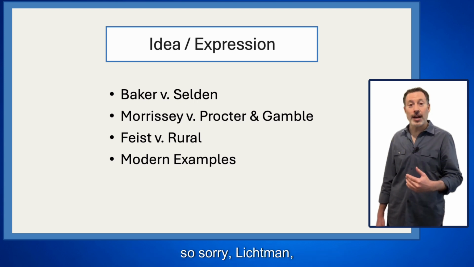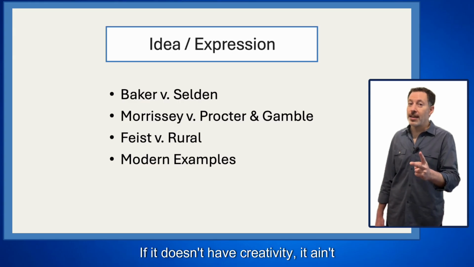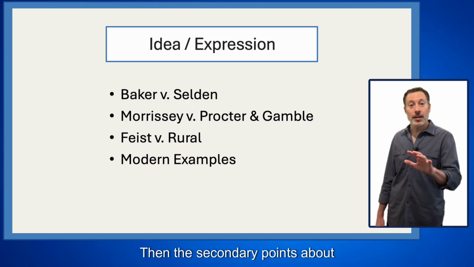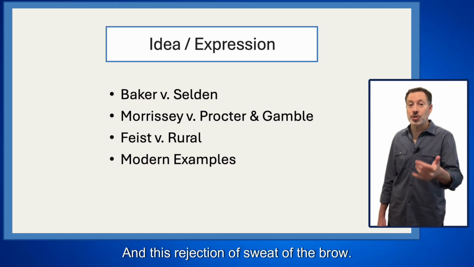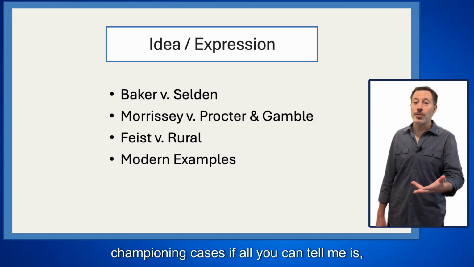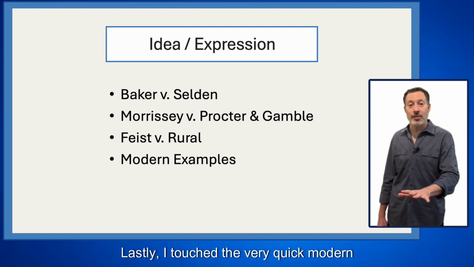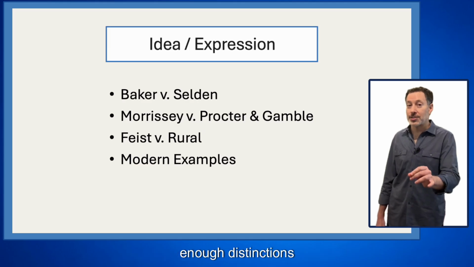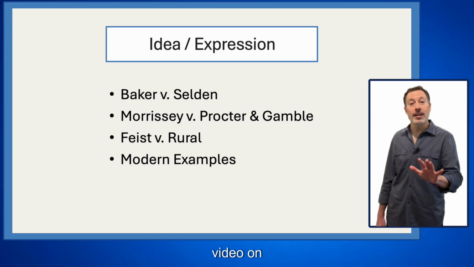Feist, big picture teaching of Feist is to get into our copyright system. So sorry, Lichtman, you got to show me you didn't copy, and it has a modicum of creativity. If it doesn't have creativity, it ain't welcome. Feist, the big teaching there. Then the secondary points about compilations, they come in if they're sufficiently creative, and this rejection of sweat of the brow. We're going to really have a hard time championing cases if all you can tell me is, I put in a lot of work and I'm at risk. Lastly, I touched the very quick modern example to say there's a little room to argue a good lawyer might be able to carve out enough distinctions to survive Feist. All right, that's what I want to cover in this video on idea expression.